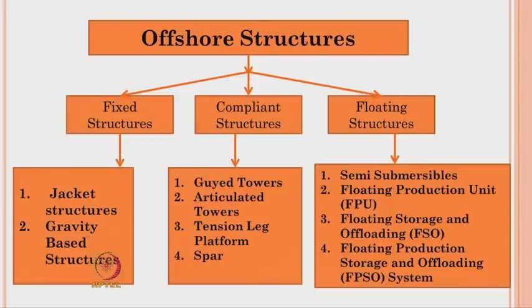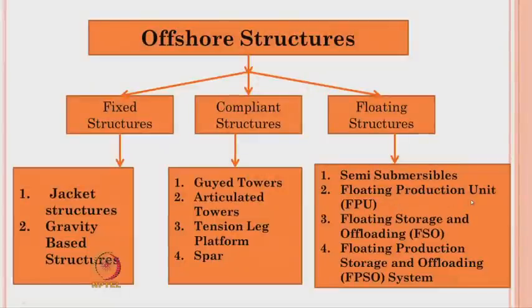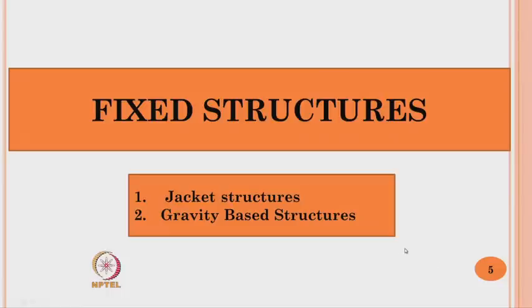So, one can have different functionalities of platforms. For example, look at the variety here. We have floating production unit, we have floating storage where there is no production, and we have floating production, storage and offloading. On the other hand, depending upon the function, the platform style or form changes.